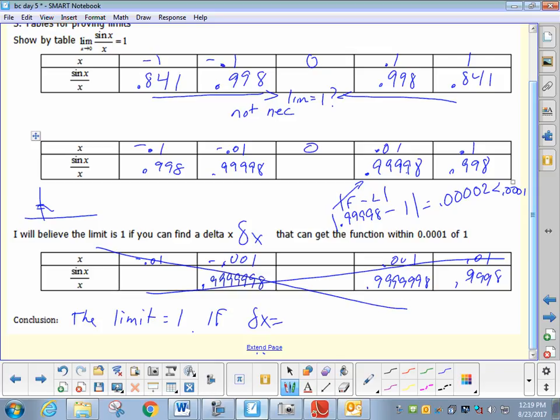Okay? If delta x is 0.01, then the difference between the function, sine of x over x, and the limit will be less than what they wanted, which was 0.0001.